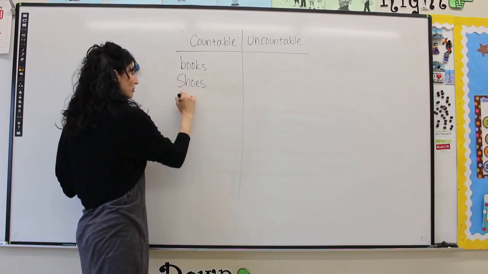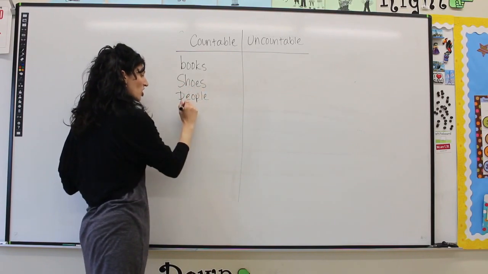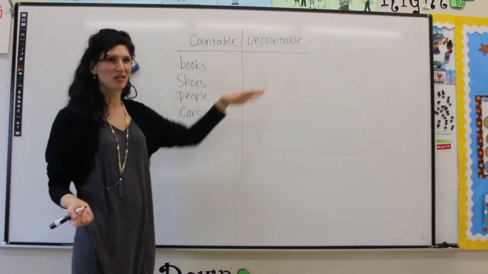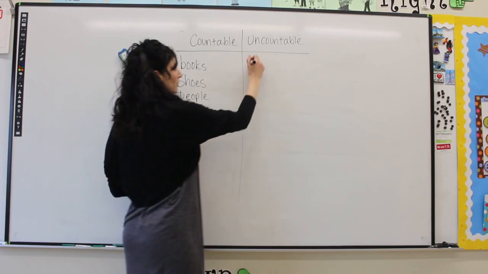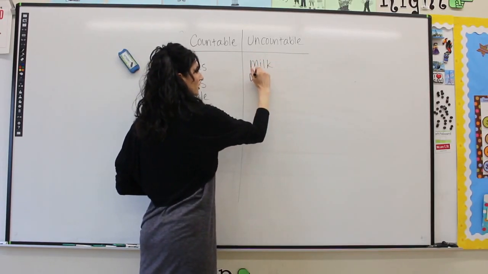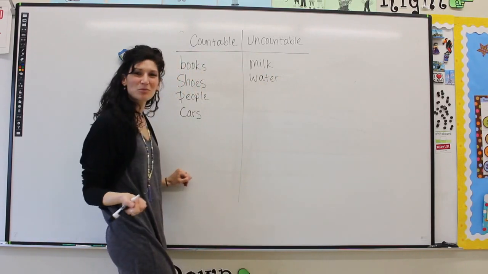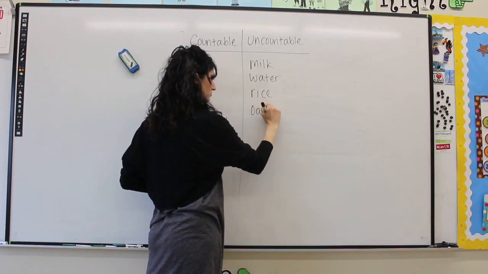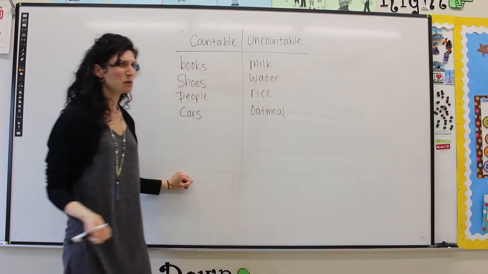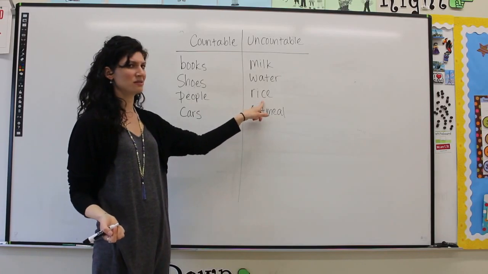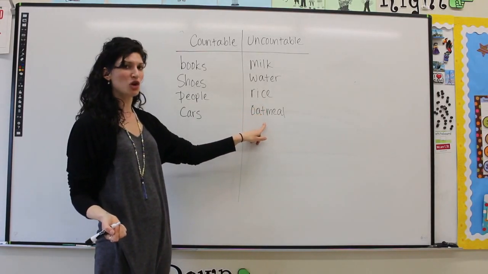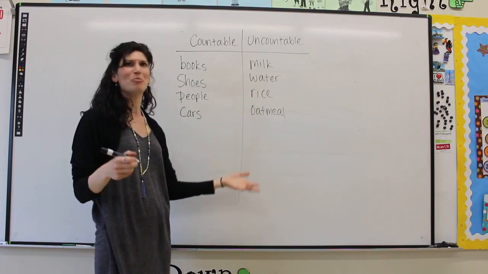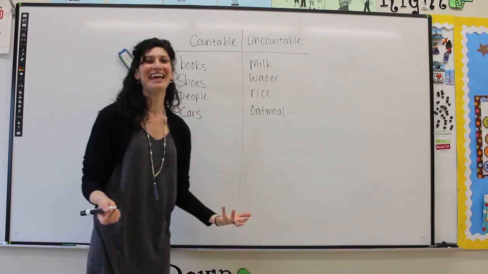I could also count people or cars. But there are some nouns that I can't count. Usually they are things like liquids, like milk or water. Sometimes they are things like rice or oatmeal. You would never really say, I have 3 rices or 25,000 oatmeals if you were talking about these 2 nouns. You might say that, but you probably shouldn't, and it wouldn't make very much sense to anybody else.